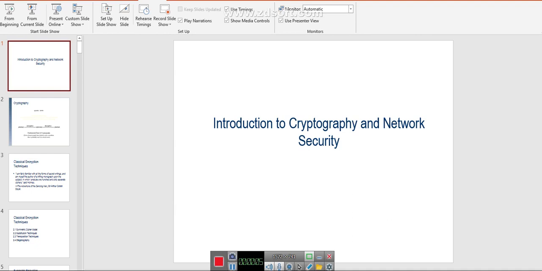So today we're going to be discussing the module Introduction to Cryptography and Network Security. So maybe just to start, we want to start by defining what is cryptography.